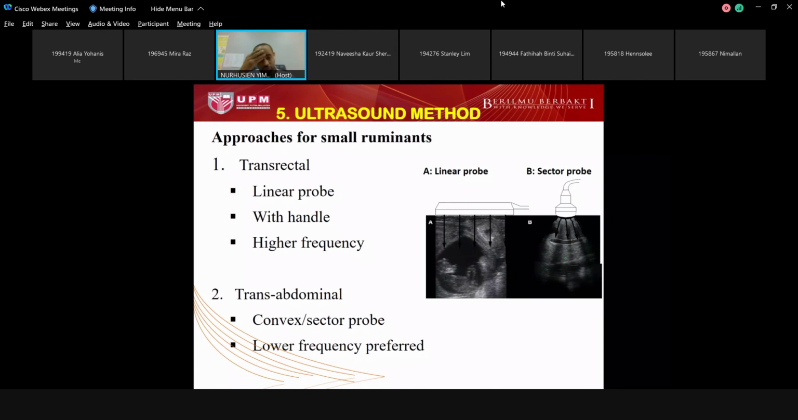For small ruminants, like sheep and goats, we also have the two approaches. Obviously, the transrectal approach using the linear probe is advantageous during the early stage of pregnancy, during the first month of pregnancy until about 40 days. But as the stage of pregnancy advances, transabdominal will be the best choice, using a convex or sector probe with a lower frequency, or megahertz, of probes. But both methods can be applied in small ruminants.